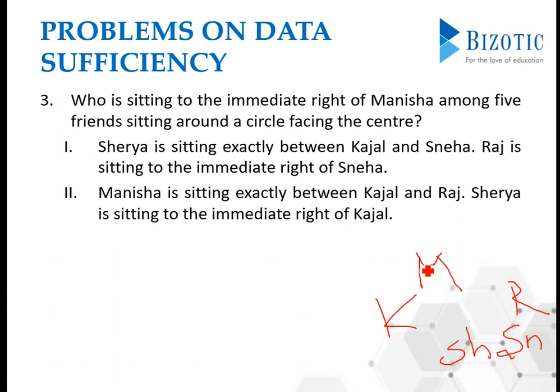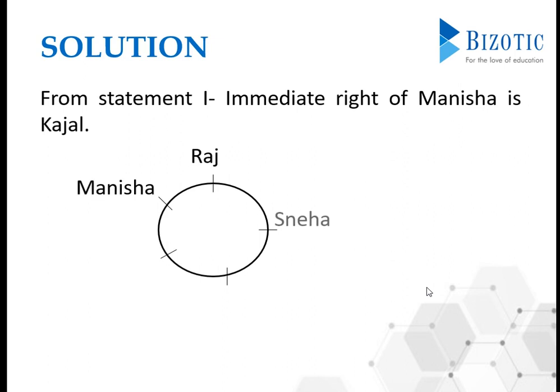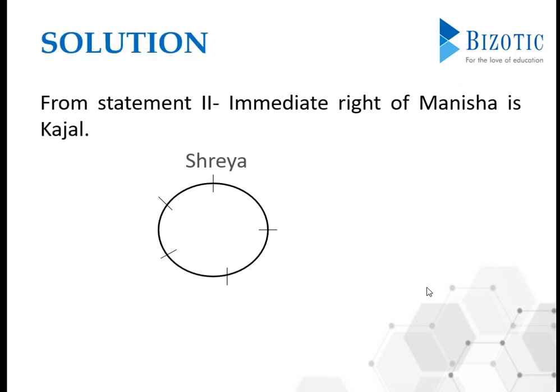So now, who is sitting to the right of Manisha? Definitely Kajal again. You are able to determine. Anyways, let me take you to the given solution. From 1, we were able to determine Kajal is sitting to the right of Manisha. From 2, again we were able to determine Kajal is sitting to the right of Manisha. So that gives us the clear conclusion.